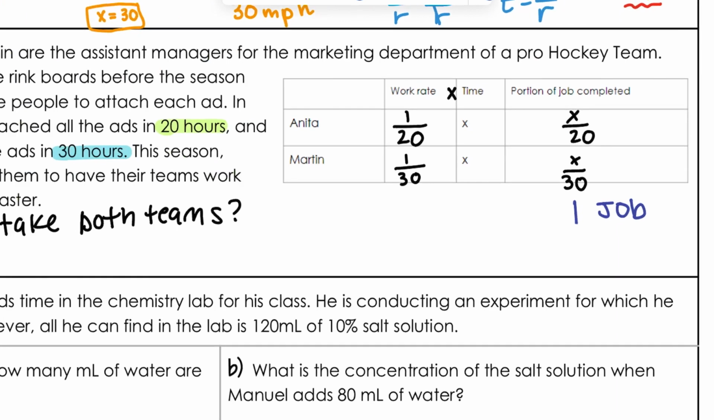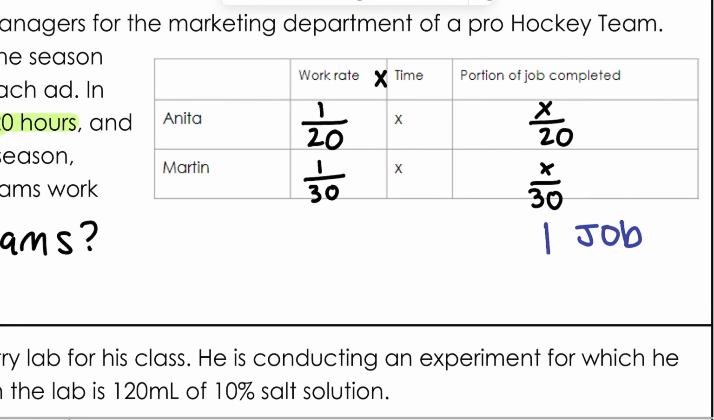So to set up an equation for this scenario, we know that Anita's portion of the job she completed plus Martin's team's portion of the job that they completed is going to be equal to one completed job. From here, we want to go ahead and get common denominators and solve for x.